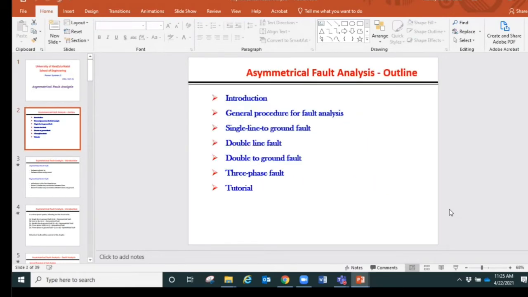So let's go to the outline. I will combine the tutorial of symmetrical components and this asymmetrical fault analysis together. So this is the introduction that we'll go through, and then the procedure for fault analysis, and we'll consider single line to ground fault, double line to ground fault, and of course the three-phase fault that we have already worked on in power systems 1. But now this three-phase fault will be considered according to symmetrical component theory, because it's such a good theory. It's applicable to both symmetrical and asymmetrical faults, and then we'll combine the tutorials.